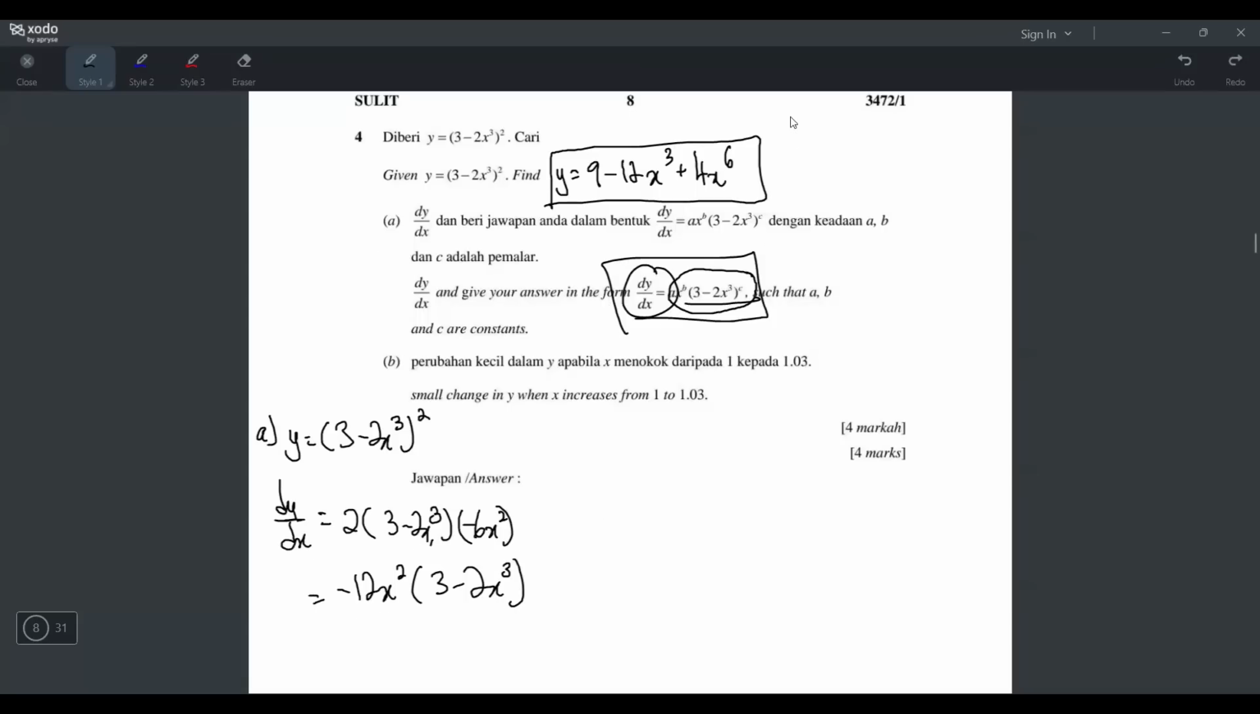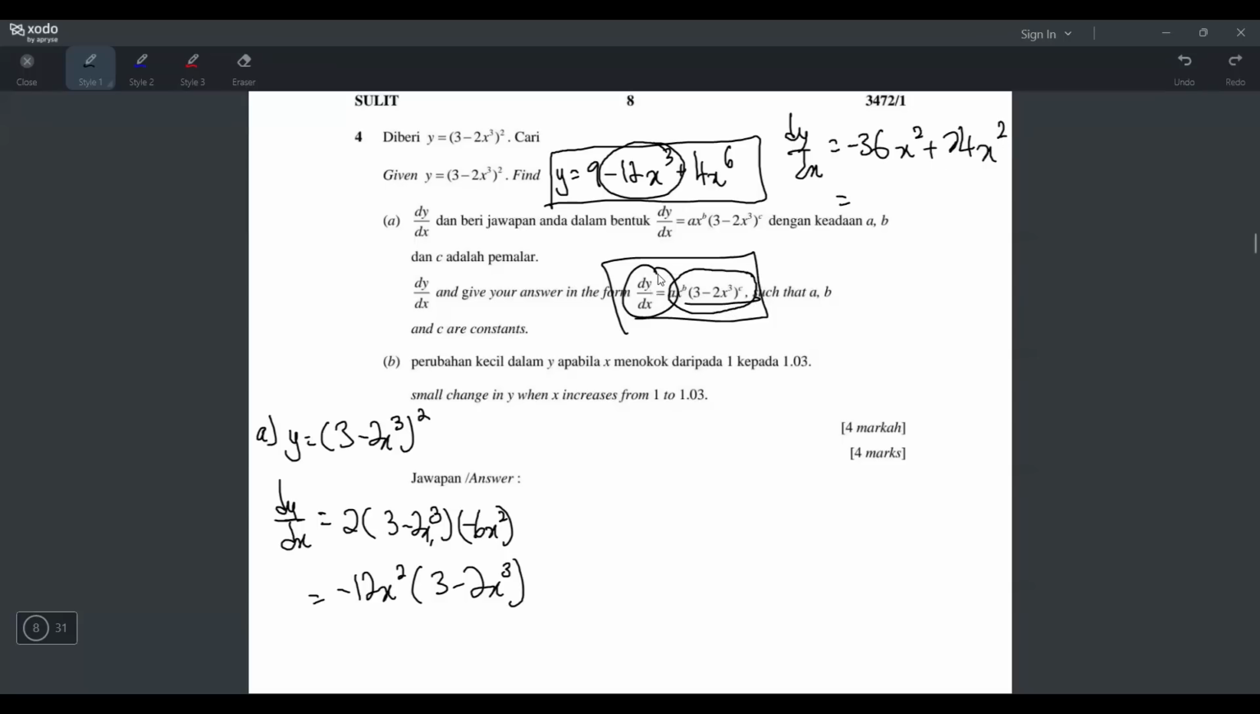Another method is you differentiate using this one. It means you expand first, then you differentiate. You can also get the same answer. If you differentiate 9, you get 0. Differentiate negative 12x power 3, you take 3 times negative 12, negative 36, and then power minus 1, x power 2. And then differentiate this is 24x power 2. But if you do it like this, your answer will not be in this form.